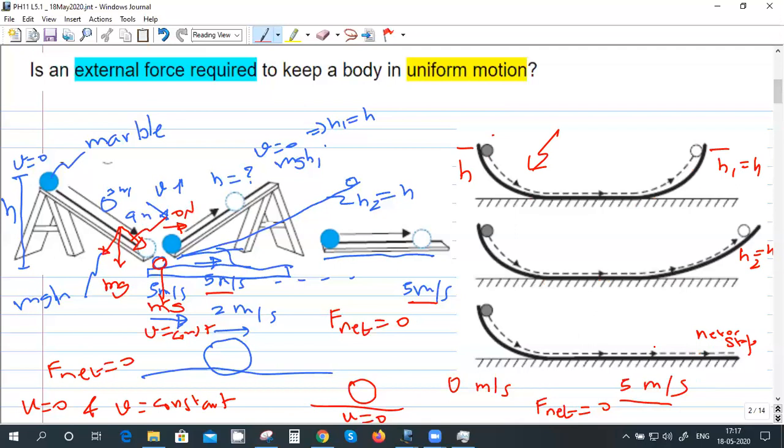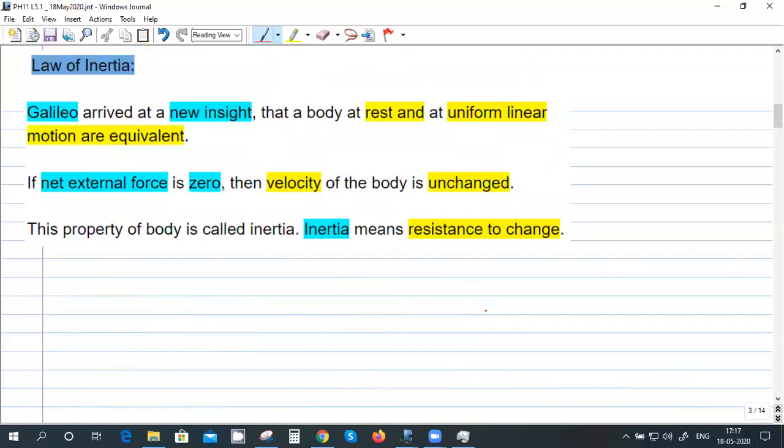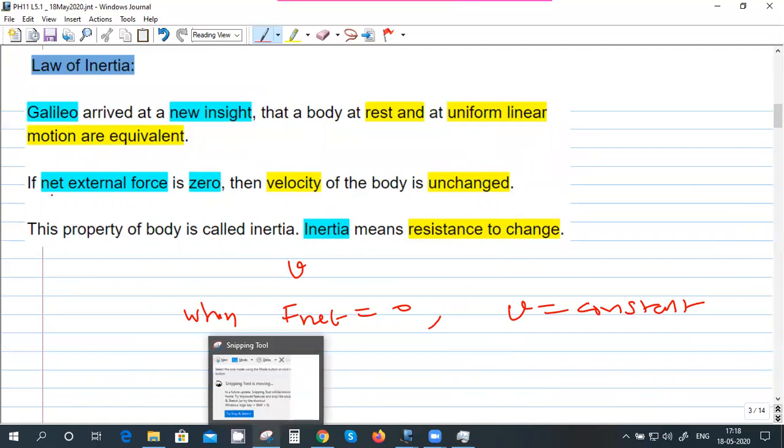Galileo actually did these experiments physically, and he came to the conclusion that a body at rest and a body moving at constant speed are equivalent, in the sense that the net force acting on them is zero. From this he created the law of inertia. Inertia means resistance to change. Here the thing which is not changing is the velocity. So when the net force is zero, velocity is constant. The thing resisting change is the velocity when the net force is zero. This is the law of inertia, given by Galileo: when external force is zero, velocity is unchanged.